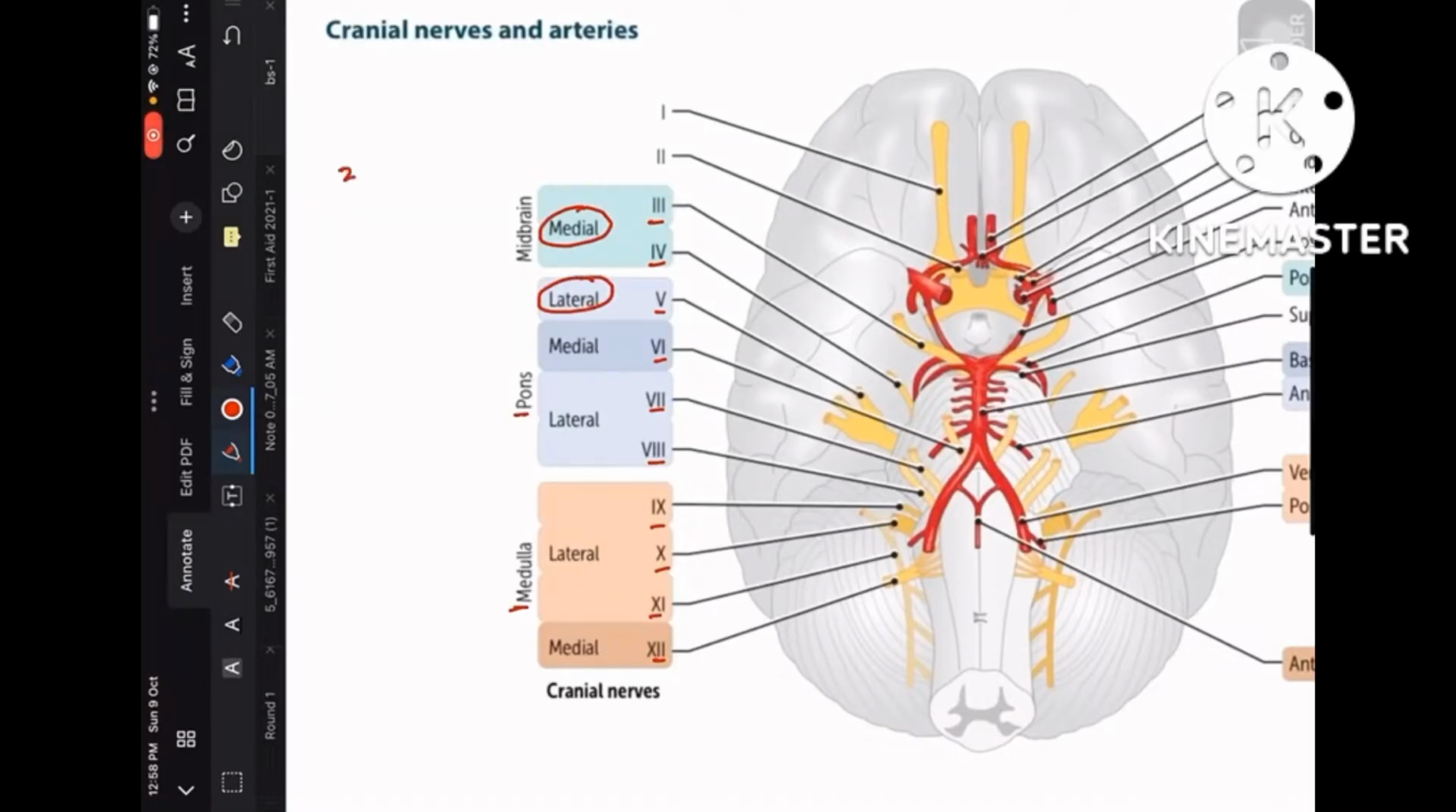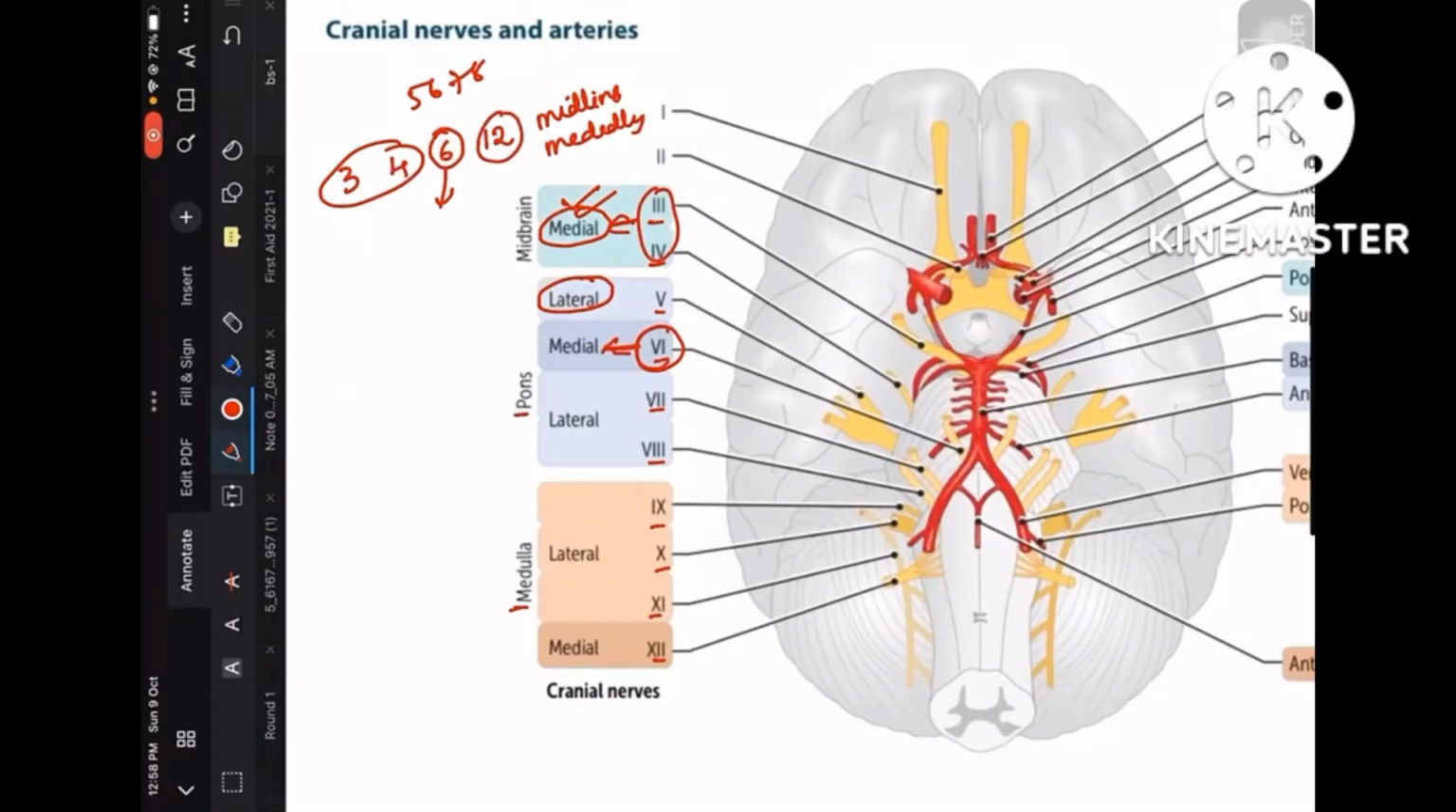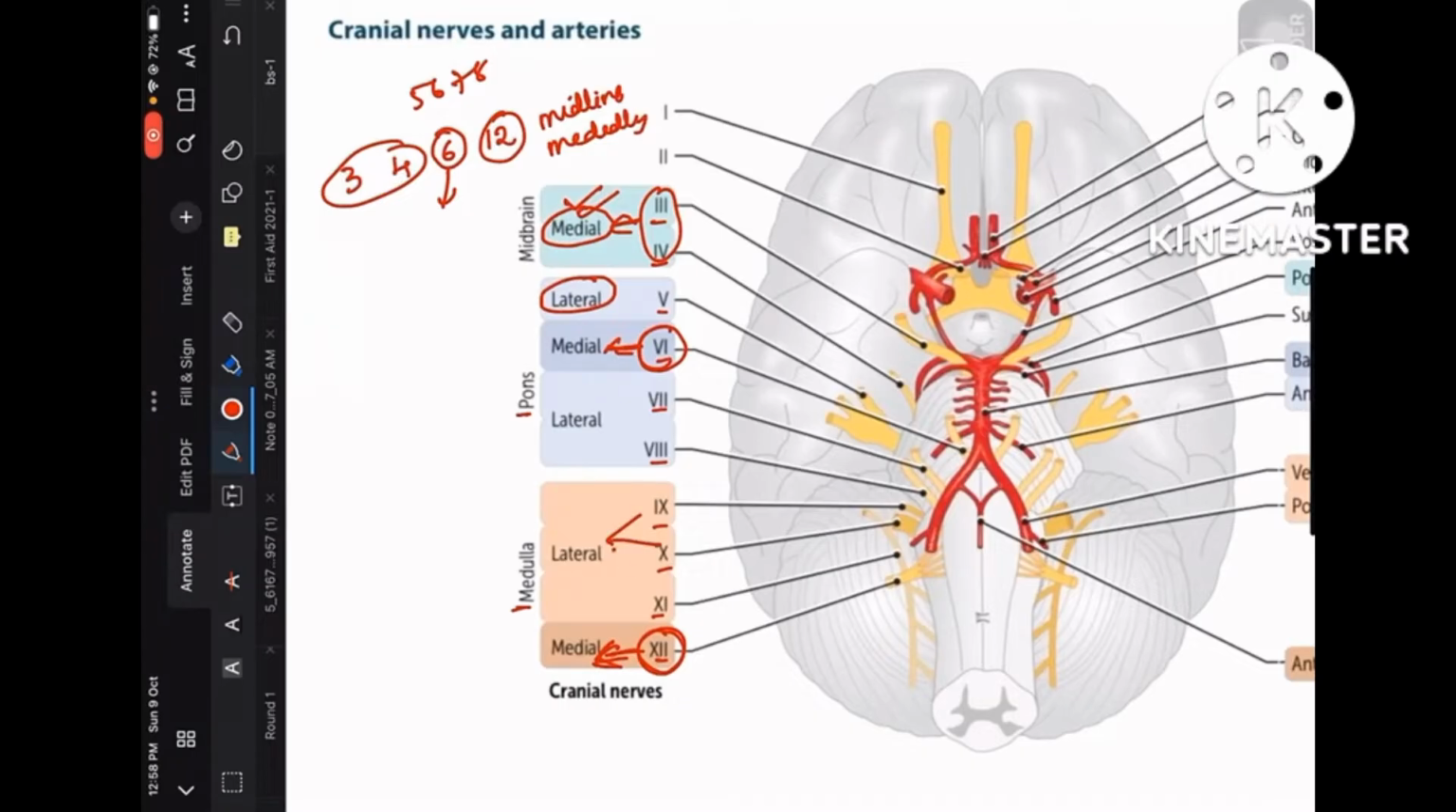What I have told you is that 3, 4, 6 and 12 lie in the midline, that means medially. Since the midbrain has 3 and 4, both of them are medial. Coming to 6, 6 is in the pons, right? 5, 6, 7, 8 are in the pons, so 6 is written in the medial of the pons. 3 and 4 in the medial. And coming to 12, 12 is in the medulla, so the 12th cranial nerve is written in the medial. Rest all are the lateral ones.